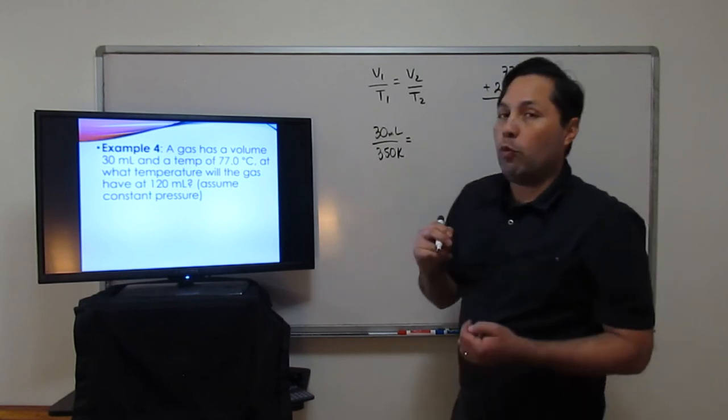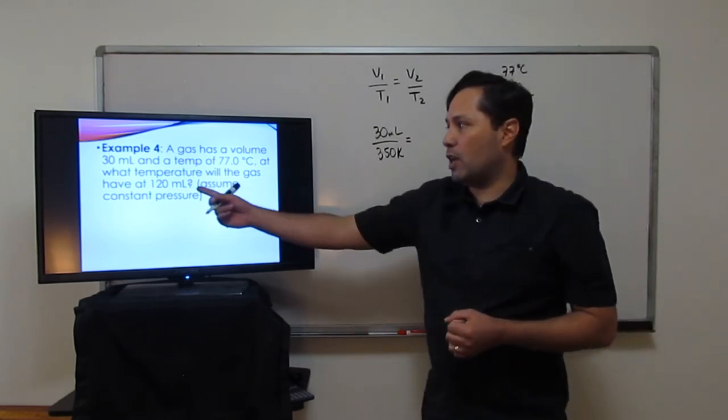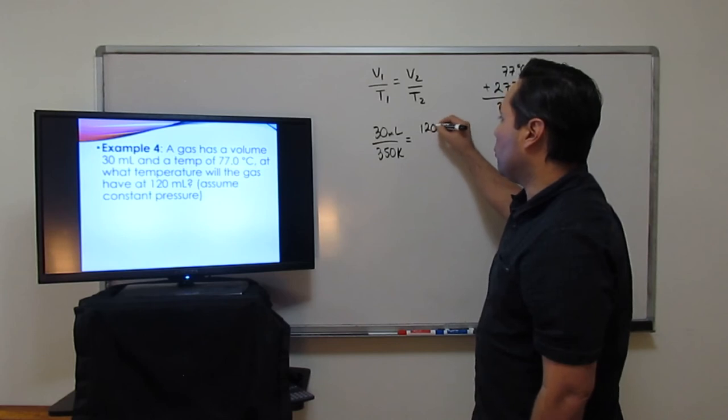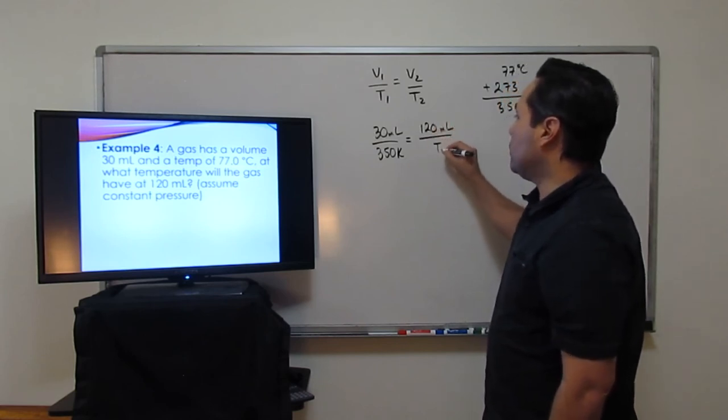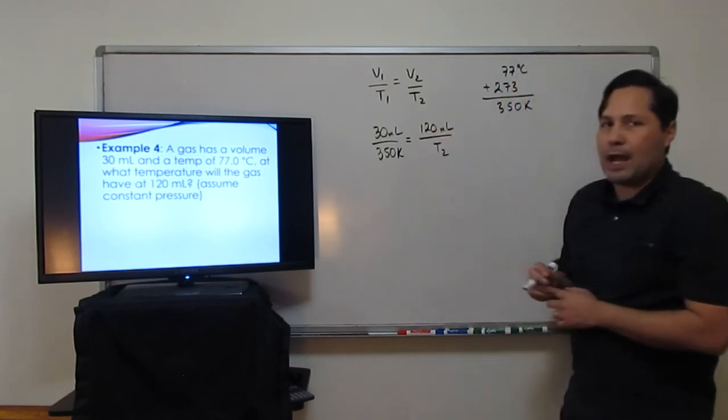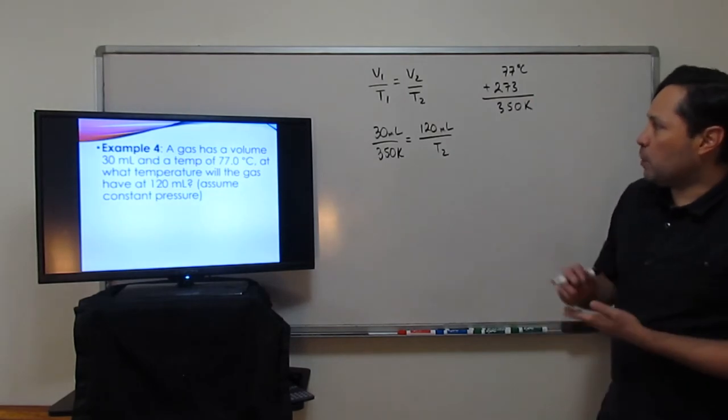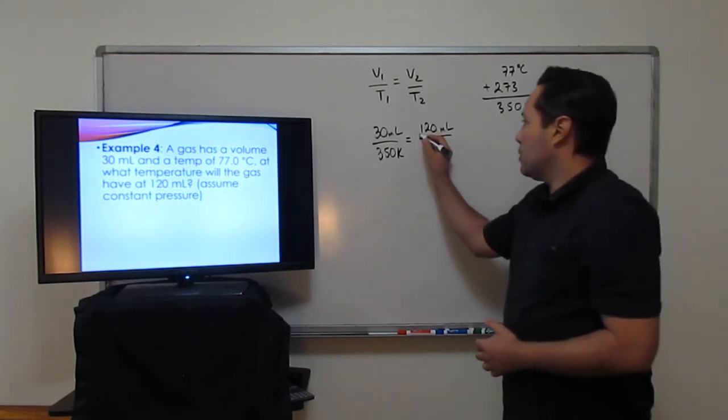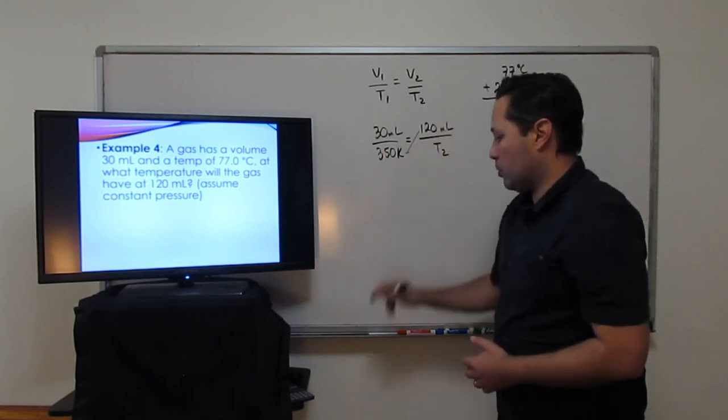Then they ask, what temperature is needed to get a volume of 120? So our new volume we are looking for is 120. What temperature do we need to make that happen? For this part, we're just going to cross multiply. So I'm going to multiply 120 times 350.